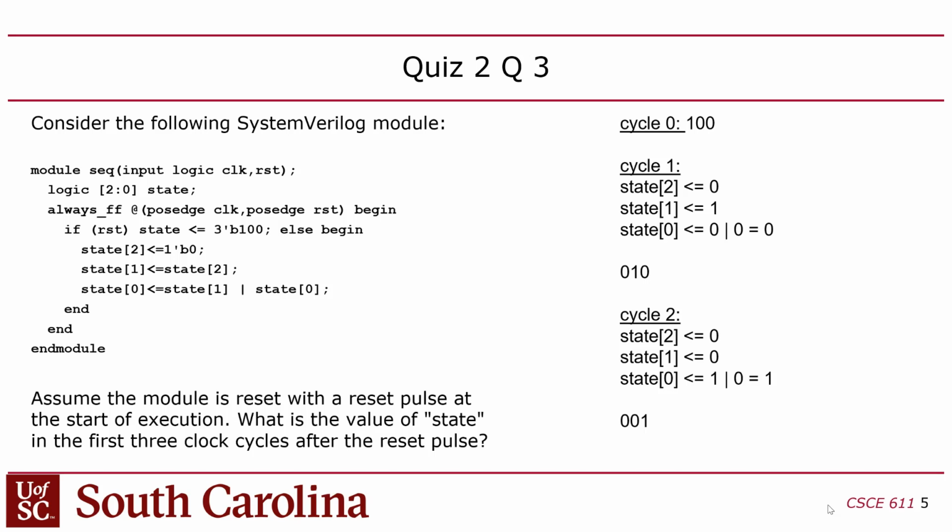And then state 1 is going to be whatever state 2 was in the previous cycle, which means state 1 will inevitably become 0 forever as well, but there'll be a 1 cycle delay. So state 1 will start out as 1, having inherited that from the reset version of state 2. But then after cycle 1, it will just become 0. And then state 0 is the old state 1 or the old state 0. So if either one of state 1 or state 0 was a 1 in the previous cycle, then that bit will go to 1.